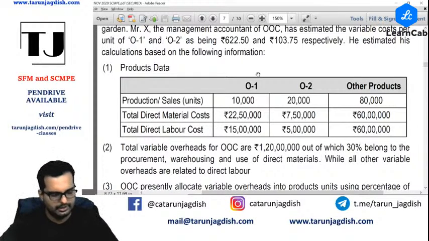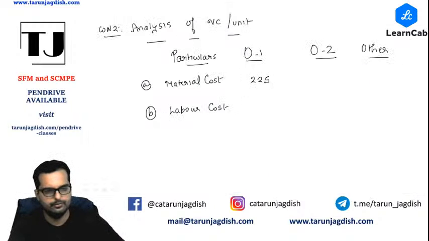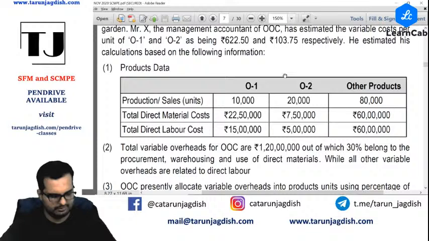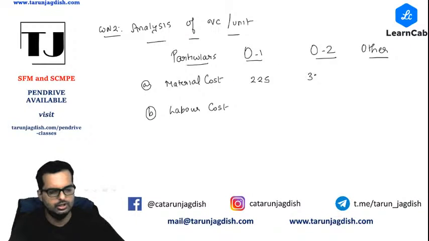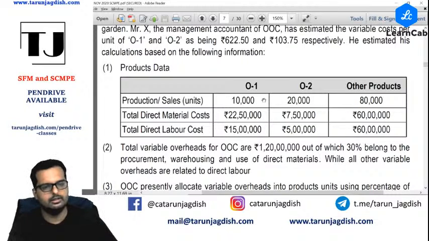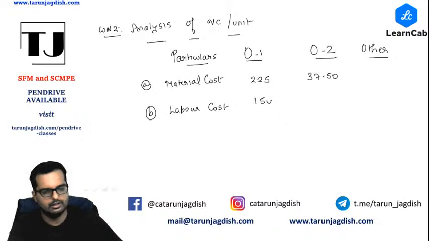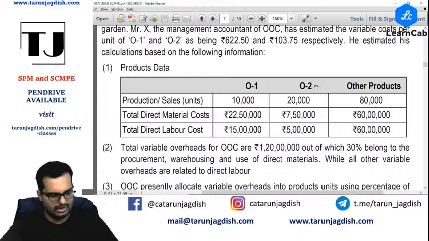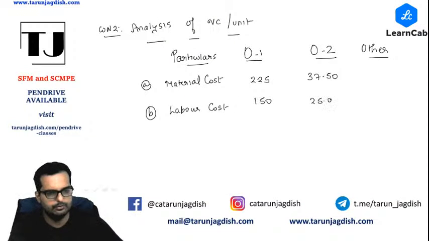22,50,000 divided by 10,000 would give you the answer as 225. What about the second case? 7,50,000 divided by 20,000 will give you 37.5. 15 lakh divided by 10,000 should give you 150, and 5 lakh divided by 20,000 should give you 25.